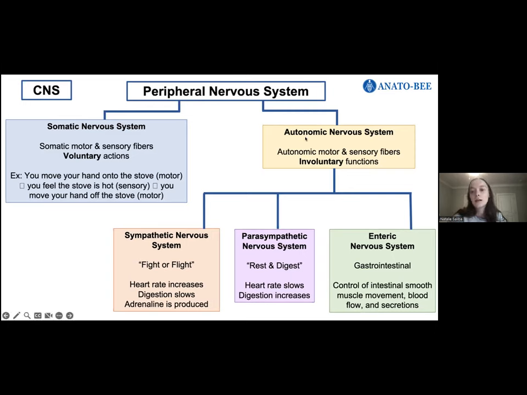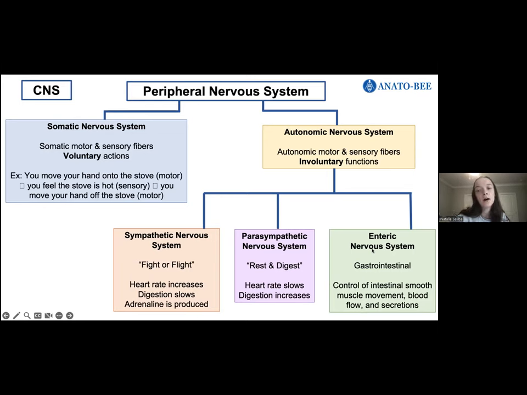Whereas autonomic is going to be involuntary actions or functions. And so this is later divided into three sections. So it's going to be sympathetic, parasympathetic, and enteric. So the sympathetic is the fight or flight response. It's kind of like they talk about, if you see a bear, what do you do? Your heart rate increases, digestion slows, and then adrenaline is produced to make you fight or flight. And then parasympathetic is the rest and digest, just when you're at your calmest state. So your heart rate is going to slow and digestion increases, et cetera.